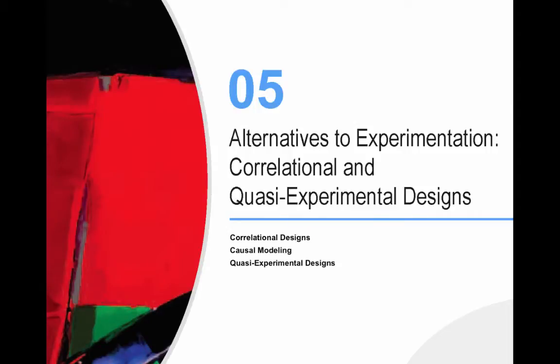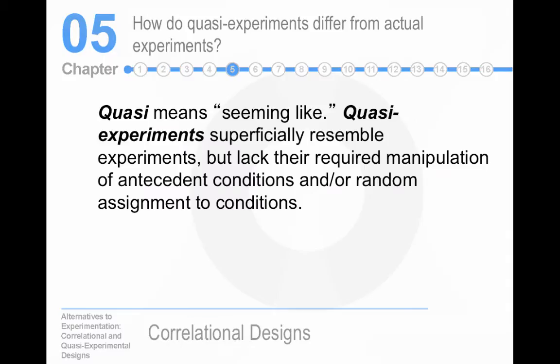Okay, today we're going to talk about Chapter 5, which is Alternatives to Experimentation, Correlational, and Quasi-Experimental Designs. Let's start with talking about what a quasi-experiment is. It seems like a real experiment, but you're not manipulating antecedent conditions. Let me give you an example.